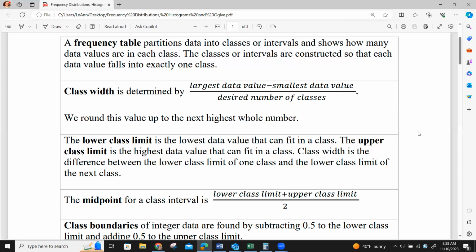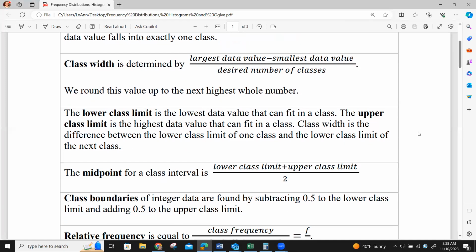The lower class limit is the lowest data value that can fit in a class. The upper class limit is the highest data value that can fit into a class. Class width is the difference between the lower class limit of one class and the lower class limit of the next class. So when we're doing our class width, we'll be adding that value to find the starting point of each class limit.